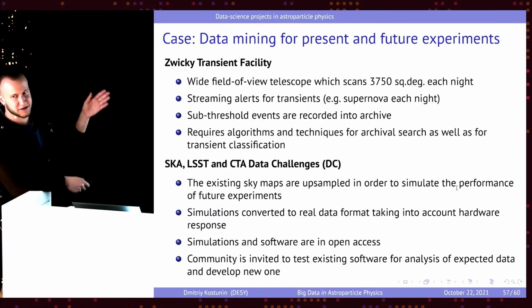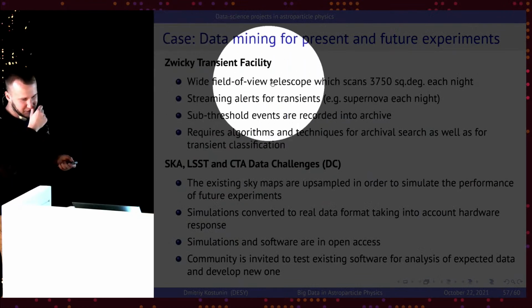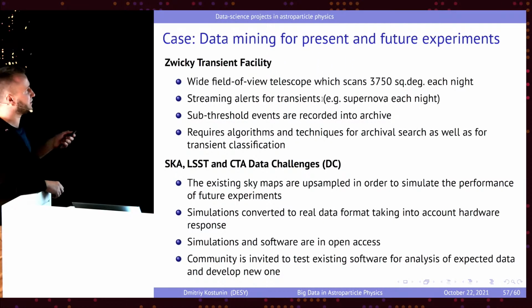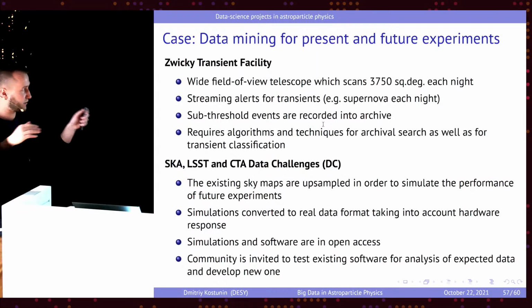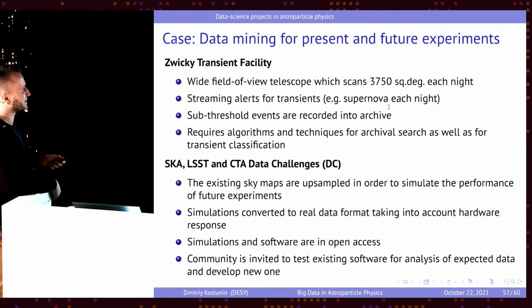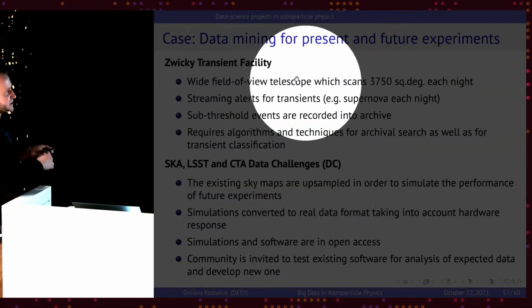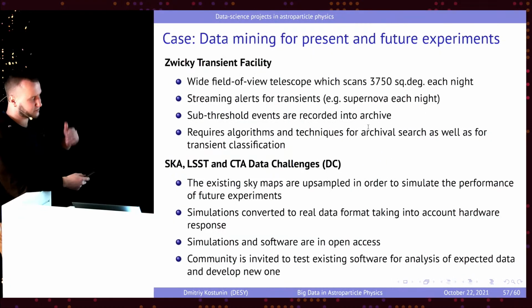Here I just want to show you some science cases for pure data science, unrelated to astroparticle physics. We have the Zwicky Transient Facility, an LSST pathfinder. It has a very wide field of view, and it streams alerts for transients. For example, it sees a supernova each night, not a galactic supernova, but from the entire sky. There are also some subthreshold events which cannot be reconstructed online, but can maybe be correlated. This requires algorithmic techniques for archival search as well as for transient classification.